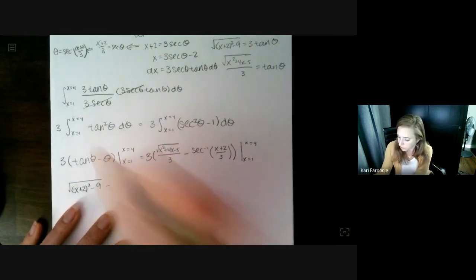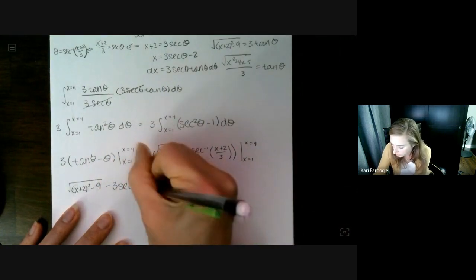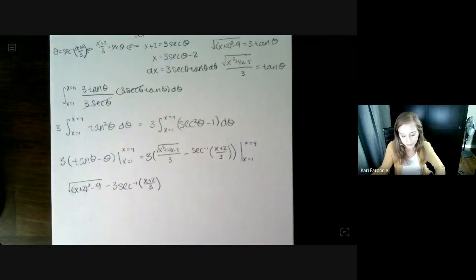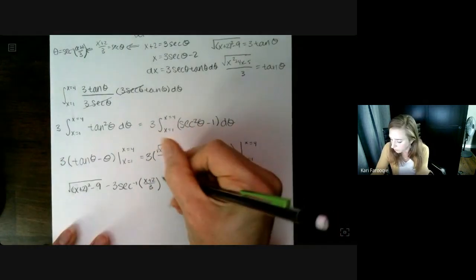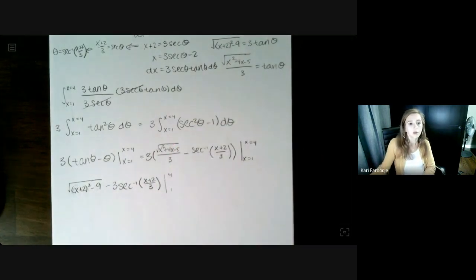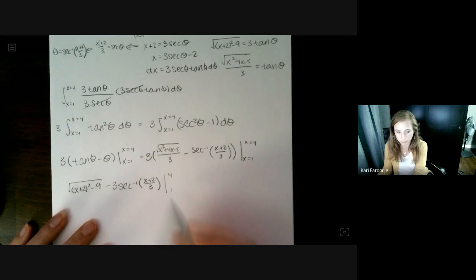And then we'll say this is minus 3 times the inverse secant of x plus 2 over 3. And then we'll go from 1 to 4. And now that we're in the same variable, we don't need to keep writing x equals. It's assumed at this point. As long as the variables match, I can just simplify my notation.